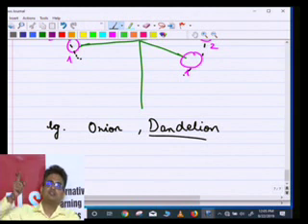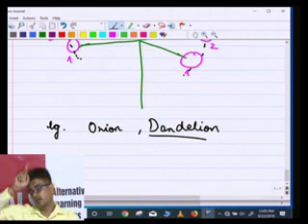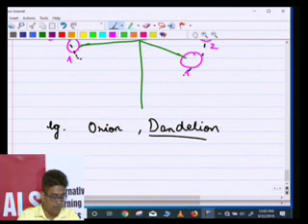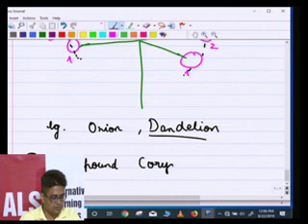Now there are two other inflorescences. Just like there is umbel, there is compound umbel, and just like there is corymb, there is compound corymb. So we have to study their examples. Compound corymb.